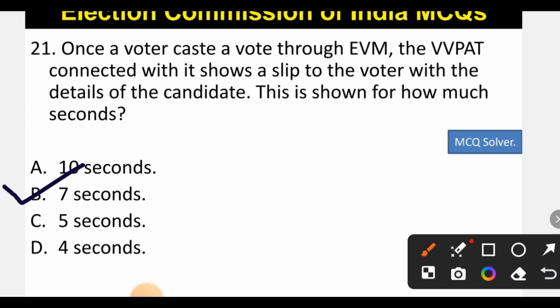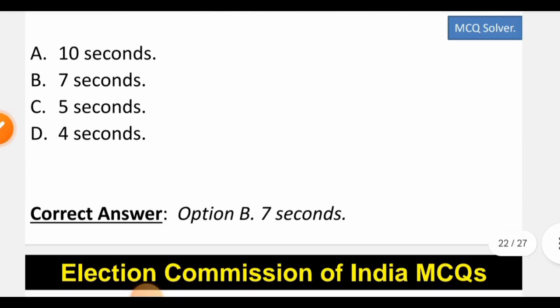Once you cast the vote using the balloting unit, it will get noted in the control unit, and the slip will be visible in the VVPAT for 7 seconds. In that slip, the symbol of the party and the name of the candidate will be mentioned. So B is the correct option.